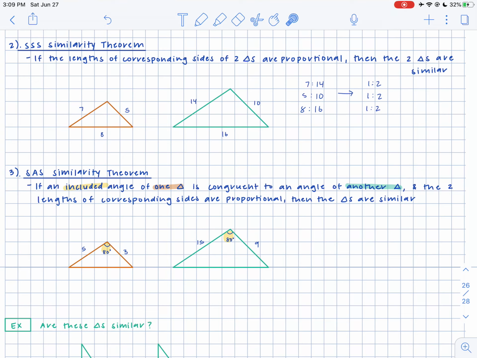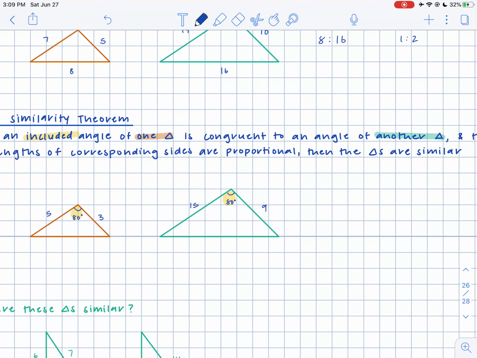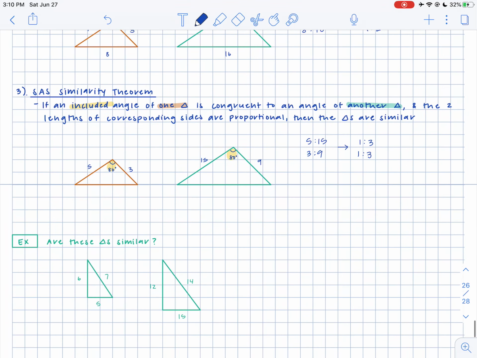Okay, so first, the angles are congruent, and they are included. Now, the lengths of the two sides are proportional because 5 corresponds to 15, 3 corresponds to 9, and if you simplify both of them, you get 1:3 ratios. So these two lengths are proportional, and the angles are congruent. So because of that, they are similar triangles.